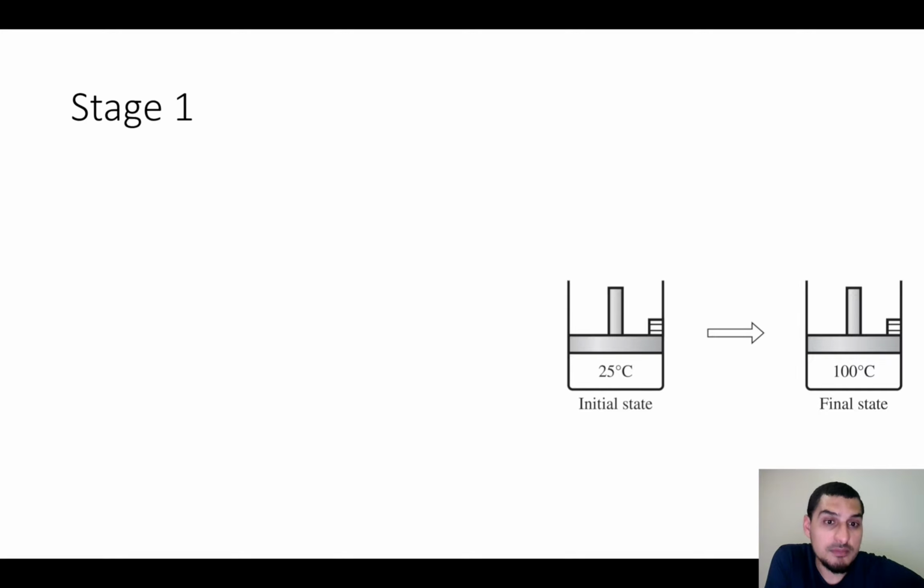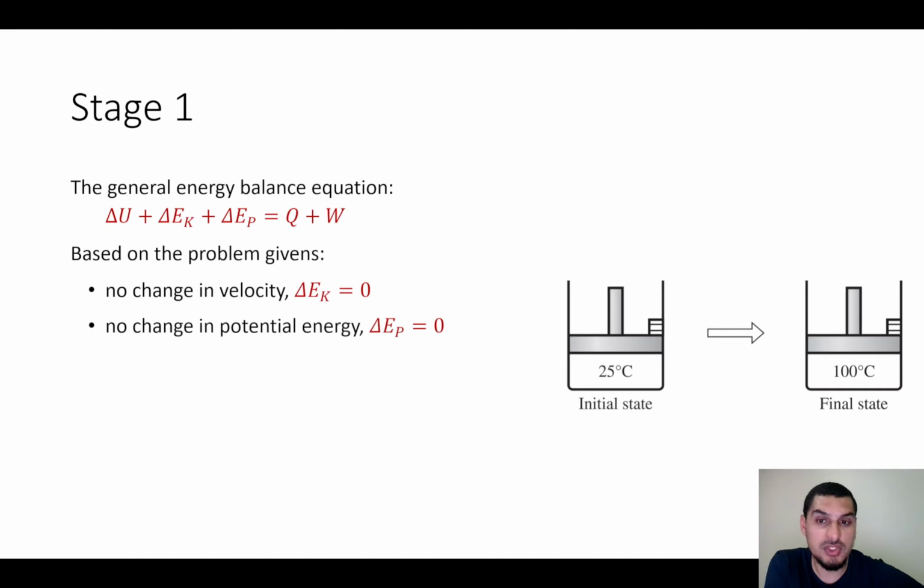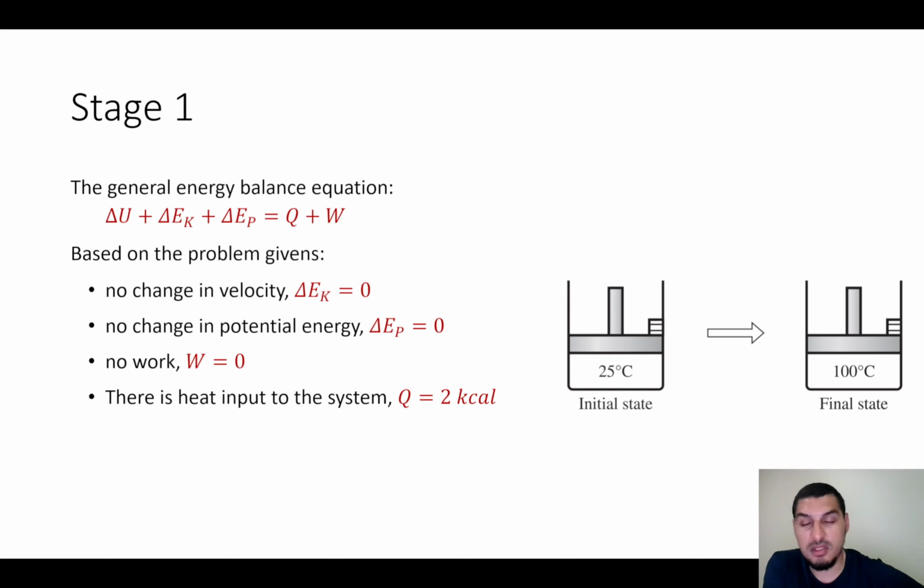We don't have any work because the piston didn't move, and this is what I was telling you before, that you can see this visually, if the borders of the system are moving or not. So this is the general energy equation. We have no kinetic energy change, no potential energy change, and no work. So the equation will end up to be the change in internal energy equals Q. So Q equals 2 kilocalories.